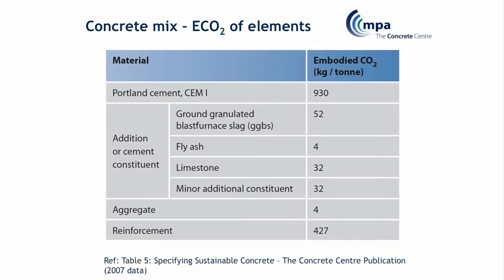And I'll explain later, the industry have been doing a lot to reduce the embodied CO2 of concrete. So it's lower than that now. But what you can see there is that there are other aspects, what they call cementitious constituents or cementitious additions. GGBS, which is ground granulated blast furnace slag, has just 52 kilograms per tonne. Fly ash, just 4. So one of the key aspects to specifying low carbon concrete is to use cementitious blends, so mixing the Portland cement with some of these other elements, which actually are byproducts of other industries.